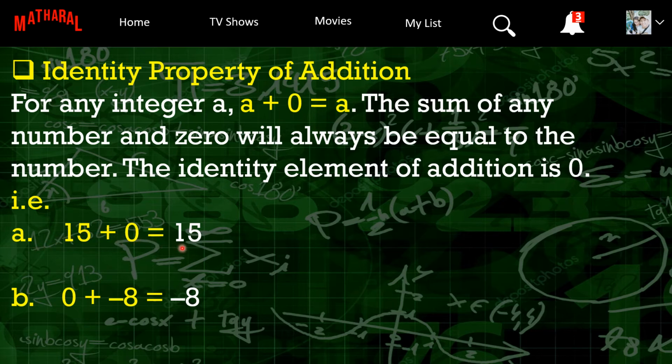So for our example, letter A, 15 plus 0 is equal to 15. And for letter B, 0 plus negative 8 is equal to negative 8. Any number added to 0 is the number itself in the sum or in your answer. So as you can see here, by the definition itself, the sum of any number and 0 will always be equal to the number itself. So in here, 0 plus negative 8 is equal to negative 8 as itself po. Ayan. So for us to understand more about the succeeding properties, let's move forward.